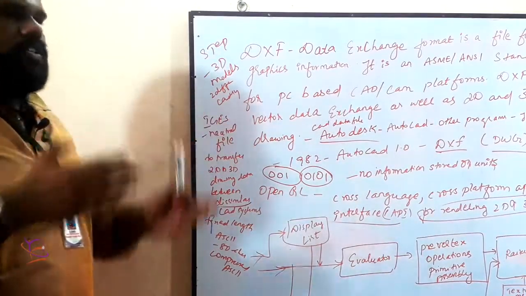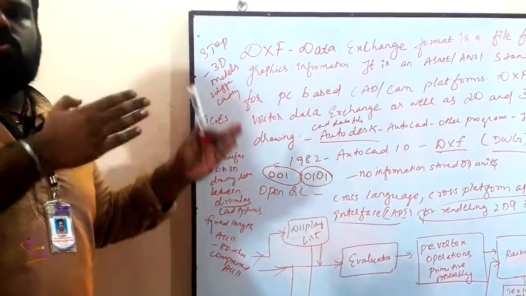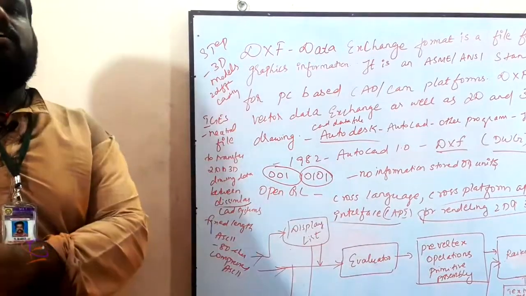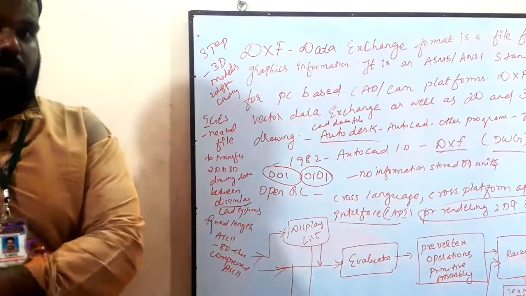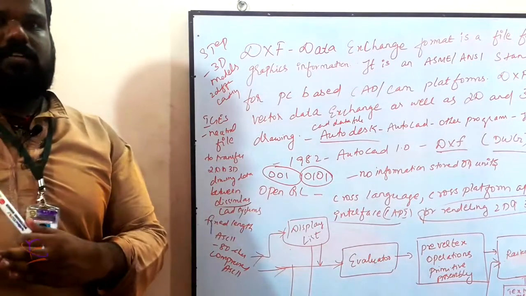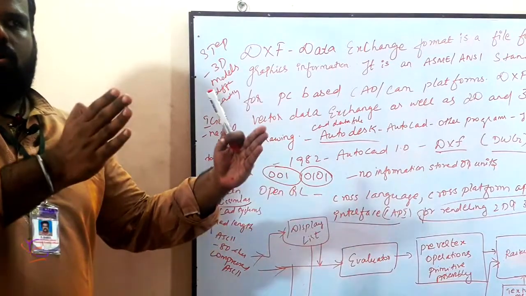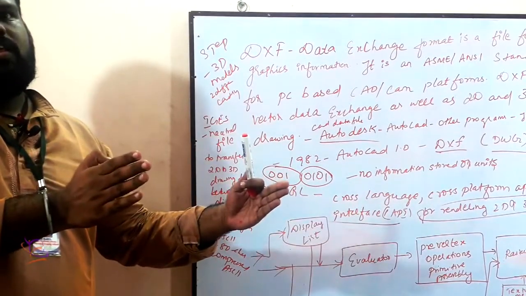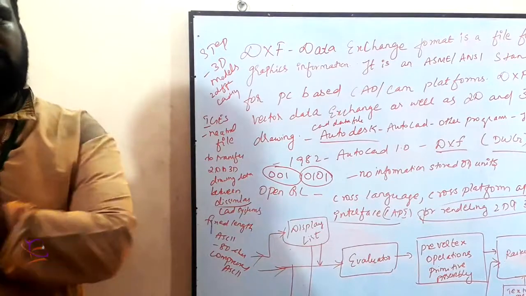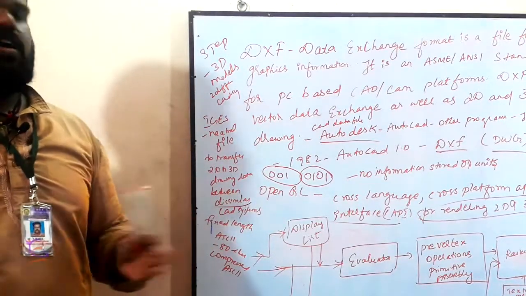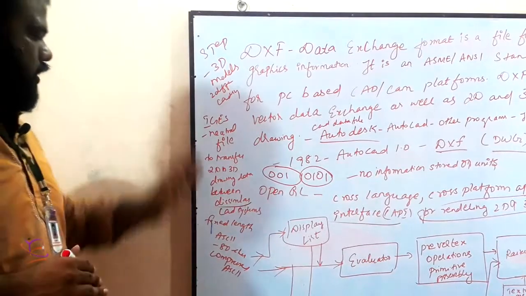IGES is a neutral file format to transfer 2D and 3D images and drawings to a dissimilar CAD system, not a similar CAD system. Dissimilar CAD system means that in system A you have AutoCAD, and in system B you have some other 2D or 3D software. So, dissimilar CAD systems.